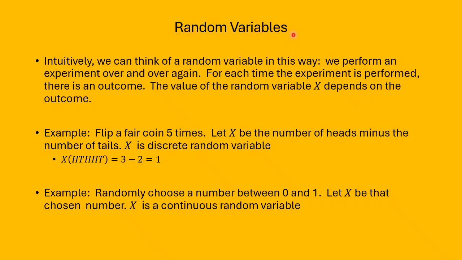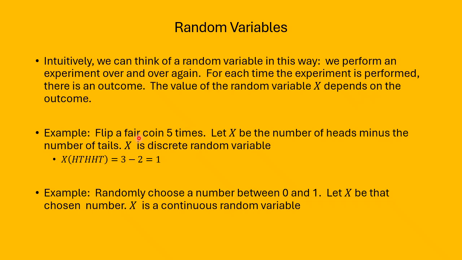So let's discuss random variables. Intuitively, we can think of a random variable in this way. We perform an experiment, maybe over and over again. Each time we perform this experiment, there's an outcome. The value of the random variable depends on the outcome. Here's one example. Flip a fair coin 5 times, and let x be the number of heads minus the number of tails. In that case, x for the outcome heads, tails, heads, heads, tails would be 3, the number of heads, minus 2, the number of tails, and so x would equal 1.